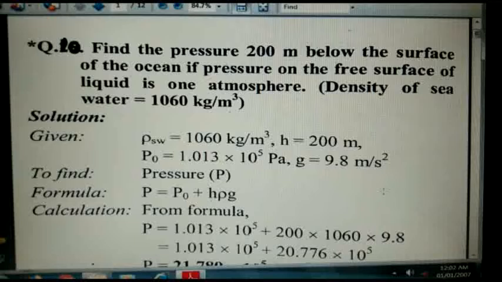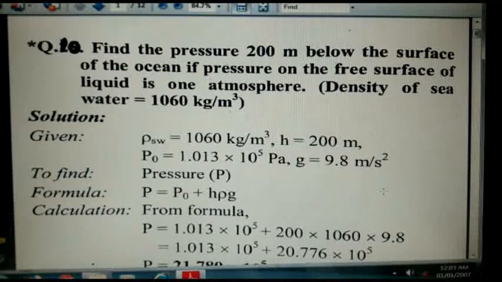Height is given as 200 meter. Here atmospheric pressure, that means P0, is given as 1.013 into 10 to the power 5 Pascal, that is the constant value. The value of acceleration due to gravity g is also constant, equal to 9.8 meter per second square. Now in this problem we have to find the pressure P. The formula for that is P equals P0, the atmospheric pressure, plus h rho g. So we substitute the values in this formula.